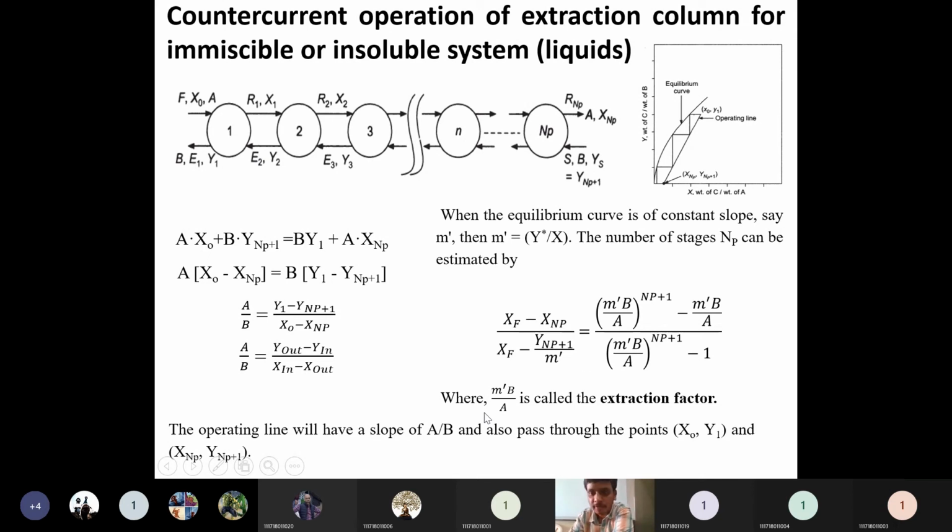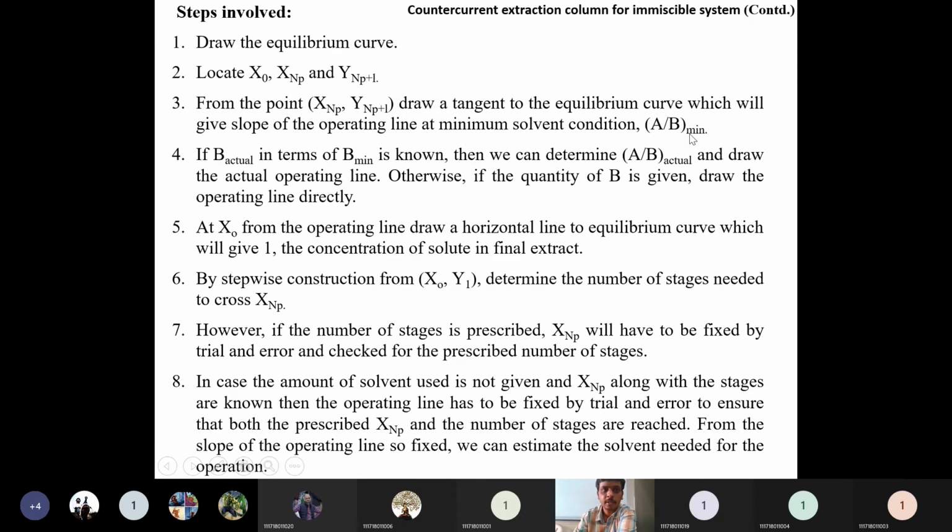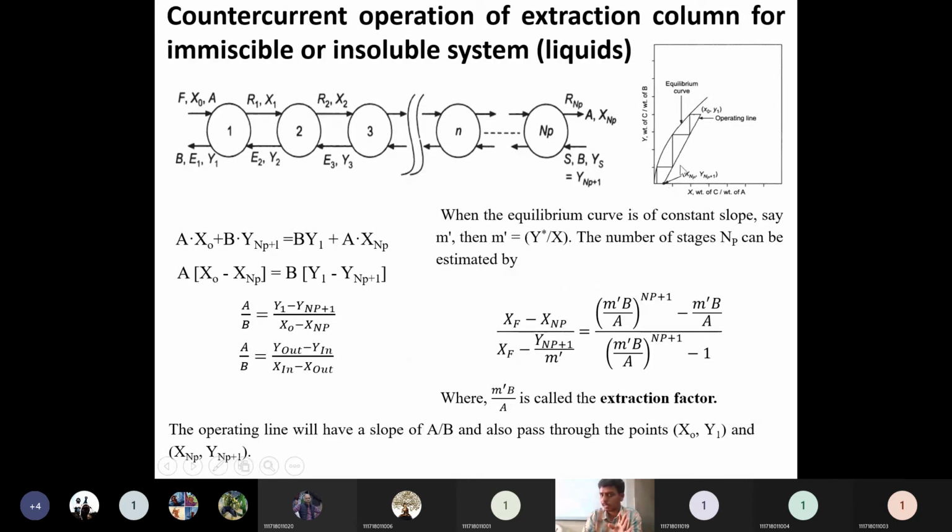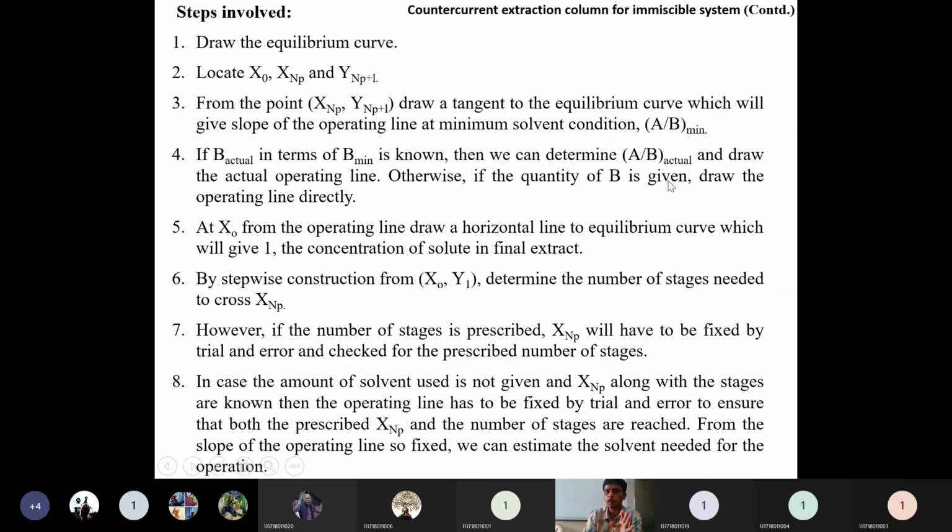To estimate the number of trays, how do we estimate the number of stages in this equation? Just start from here. The first step is clearly written. Draw the equilibrium curve, x versus y. Then locate the points x_0, x_p and y_p. Write down all these points somewhere. Then from the point x_p, y_p, draw a tangent to the equilibrium curve.